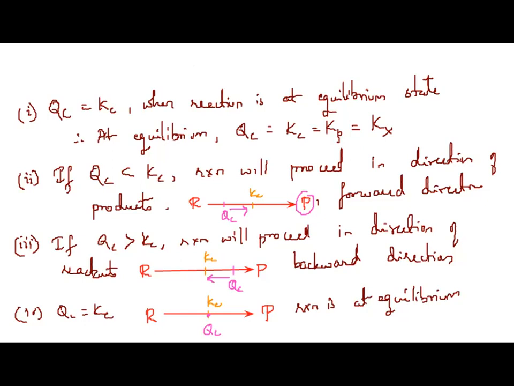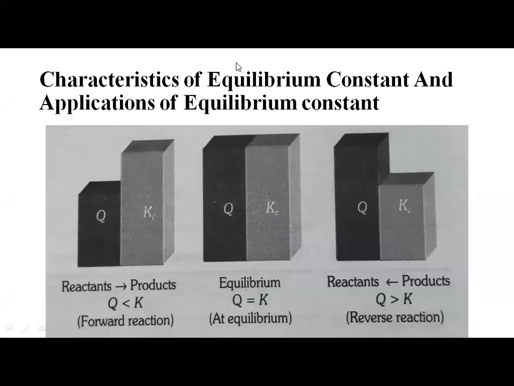And this I have indicated here with the pictorial representation. You can observe here: Qc is equal to Kc, equilibrium. If Qc is less than Kc, the reaction will proceed in the forward direction, so product is predominating. If Qc is more than Kc, the reaction will proceed in the backward direction.